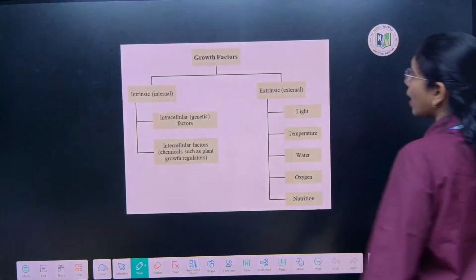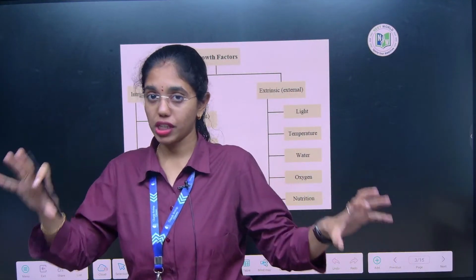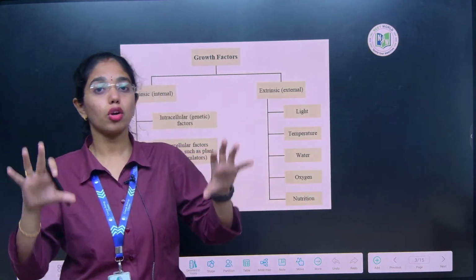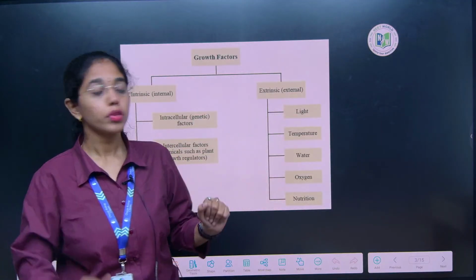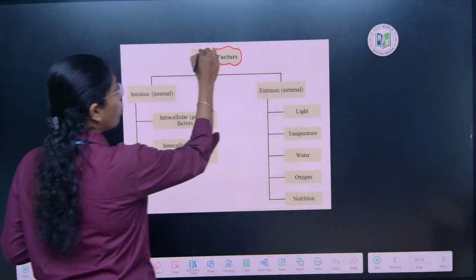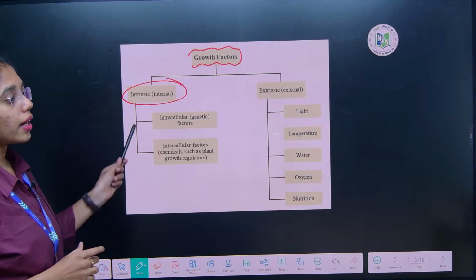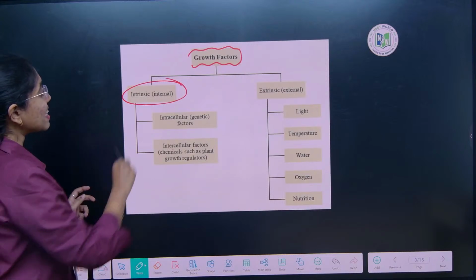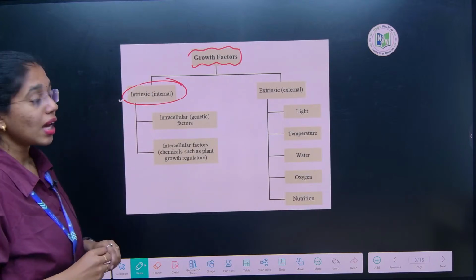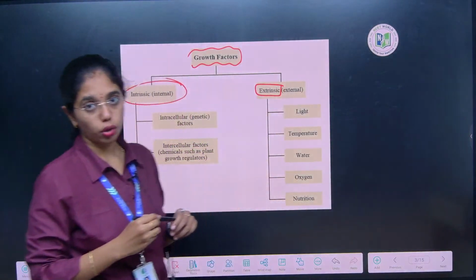And then what are the growth factors that affect the growth of a plant from the time of seed germination to the period of senescence? What is the growth of plant driven by? It is driven by growth factors, both internal and external growth factors. Internal growth factors are also known as intrinsic growth factors. External growth factors are also known as extrinsic growth factors.